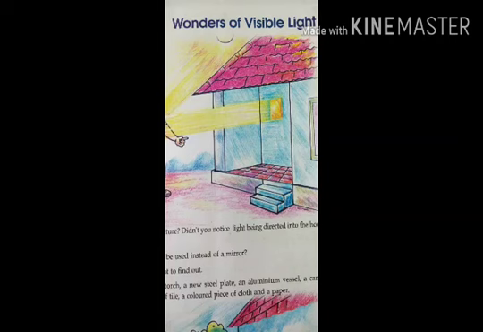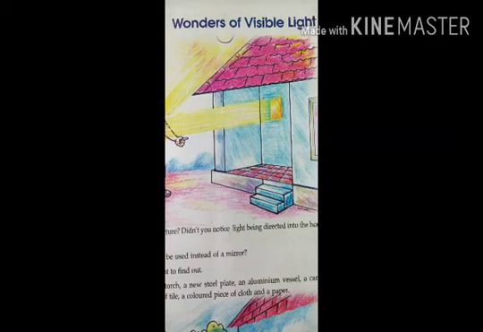The next point, there are two types of reflection: regular reflection and diffused reflection. Mirrors are surfaces which reflect light rays regularly. Rough surfaces reflect light rays irregularly.